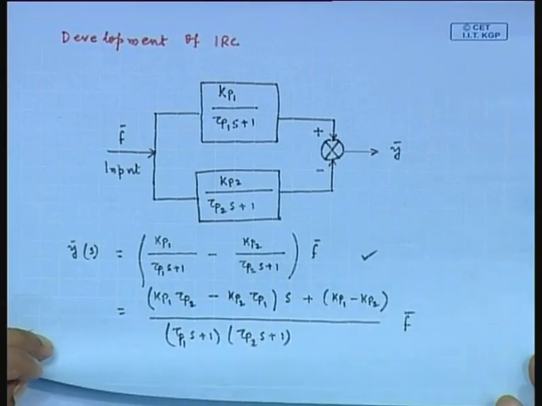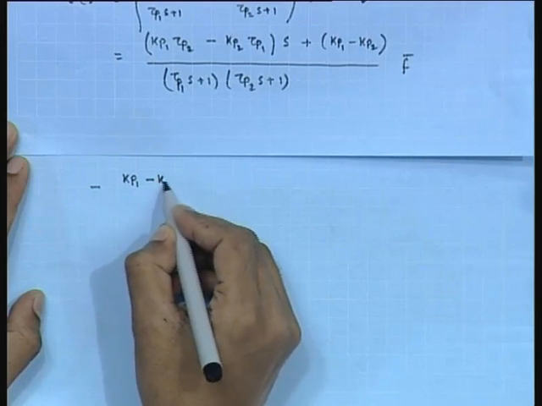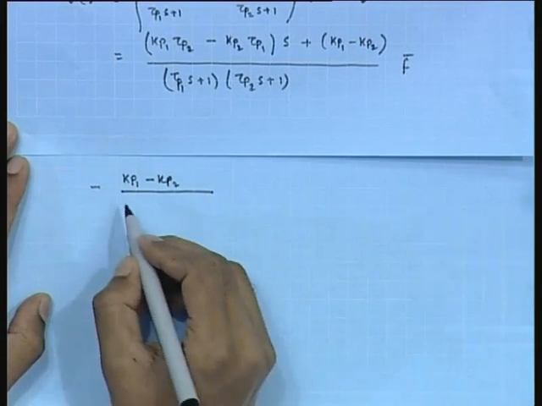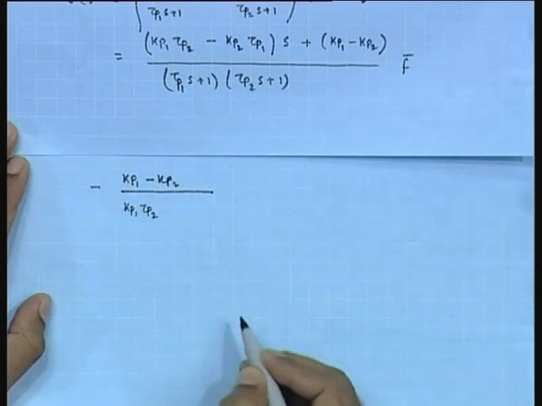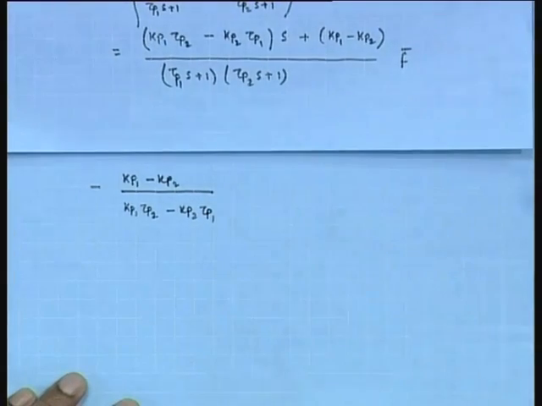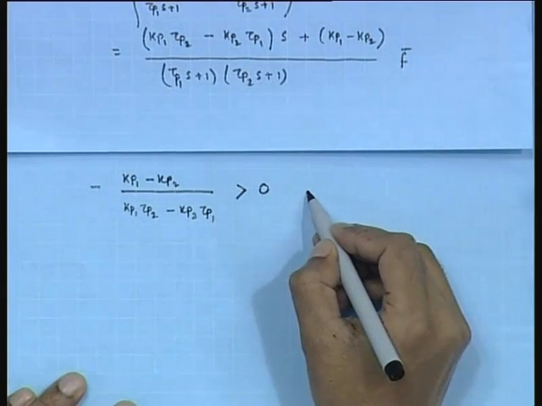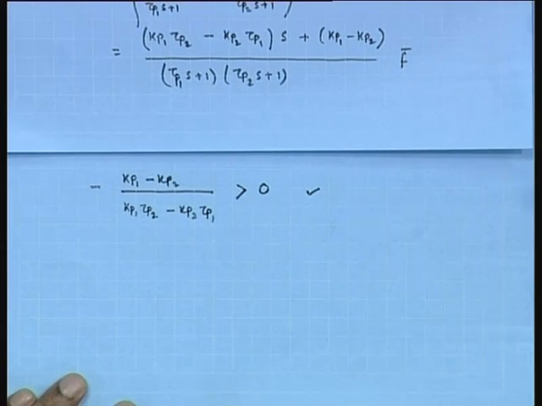Now, can we find the zero from this expression? What will be the expression for zero? Minus Kp1 minus Kp2 divided by Kp1 tau p2 minus Kp2 tau p1. This is the zero. Agree? So, what is the condition for inverse response behavior? This zero should be positive. That means, the condition is this should be greater than 0. This is the condition for inverse response behavior.